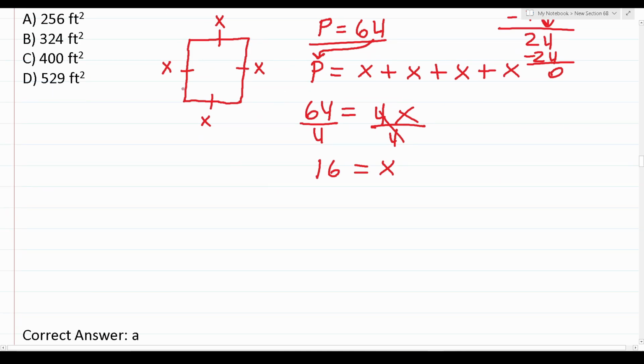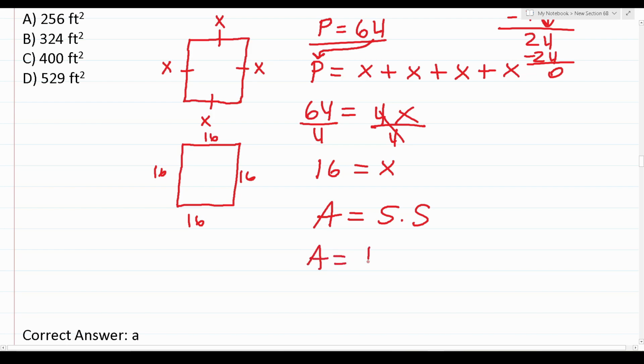All right, so we know the length of the sides of this square. We have a square that looks like this. 16 by 16 by 16 by 16. Well, how do you find the area of a square? An area of a square is always side times side. So we know what those sides are. This becomes 16 times 16. All right, so all we have to do is work that out. I'm going to do that off to the side.